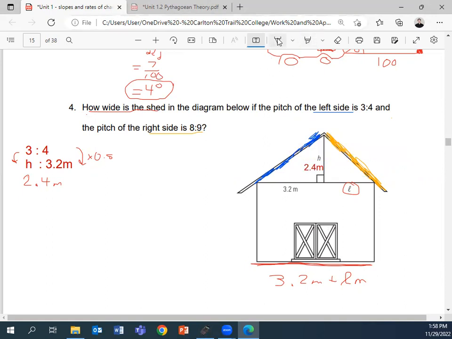Okay, no, for sure. So what I did was I set my ratios up here. I know the left side is a 3 to 4 ratio, that's the pitch of it, so I just wrote it like that. And then what I also know is I have my rise over run of two things I do know, of H and of 3.2. So I set it up that way.